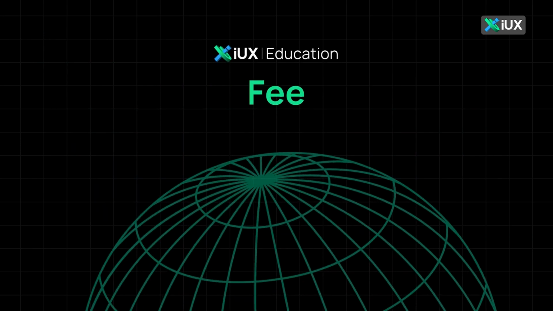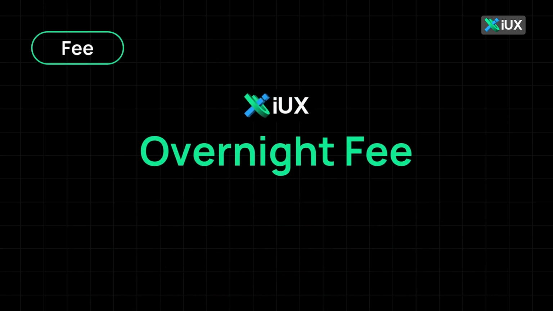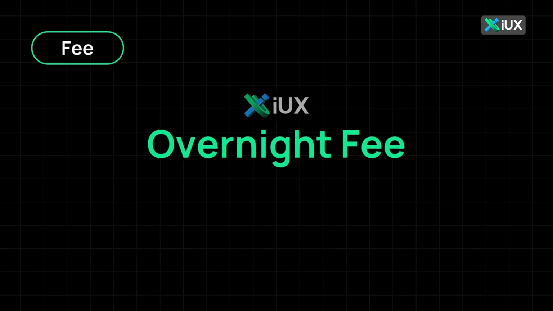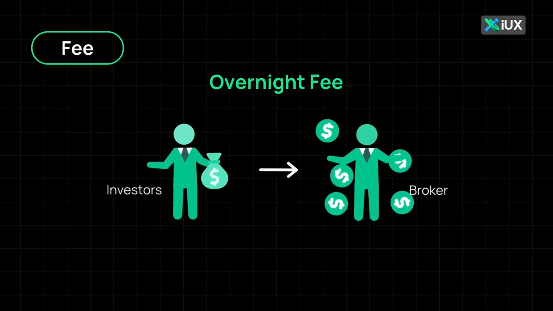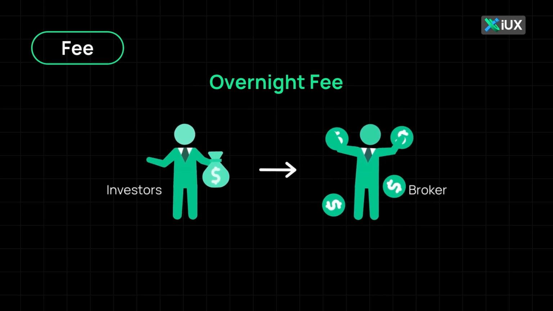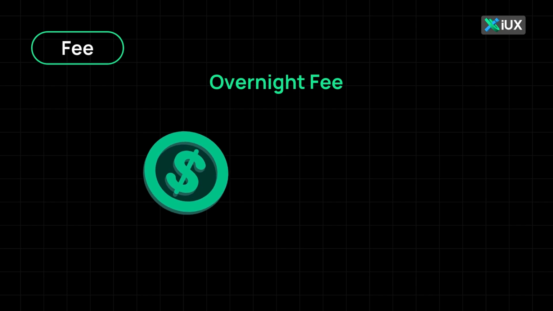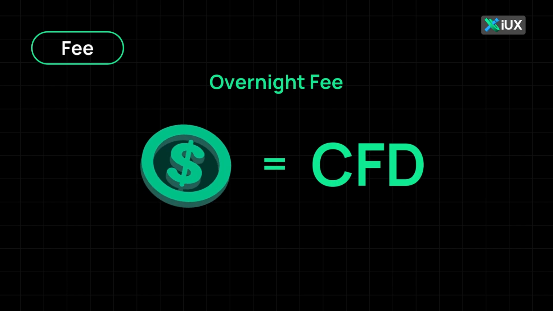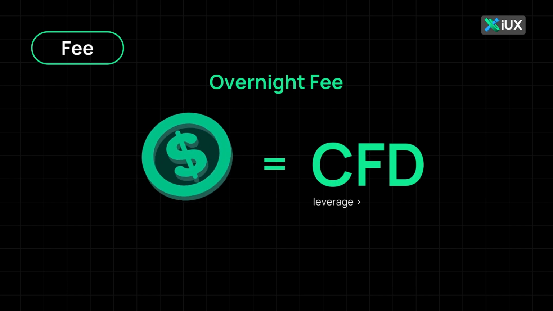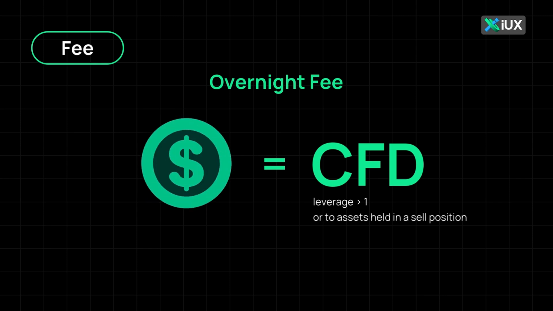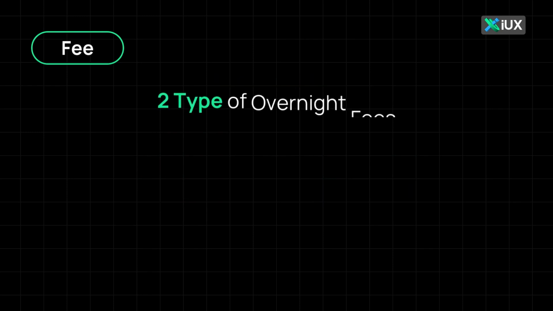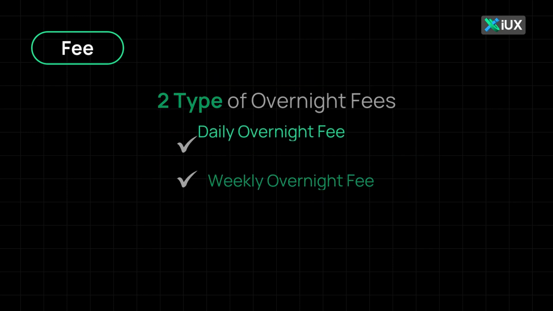And 2. Fee. IUX has a fee called an overnight fee. An overnight fee is a fee that investors must pay to the broker if they hold an asset overnight. This overnight fee applies to CFD assets, which are traded with leverage greater than 1, or to assets held in a sell position. The rate of the overnight fee varies for each asset. Overnight fees have 2 types, as follows.